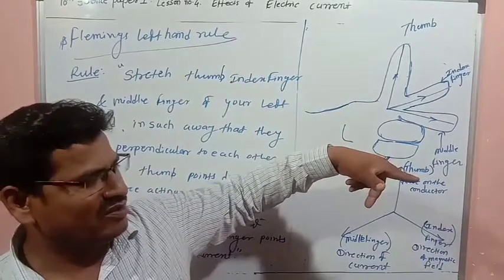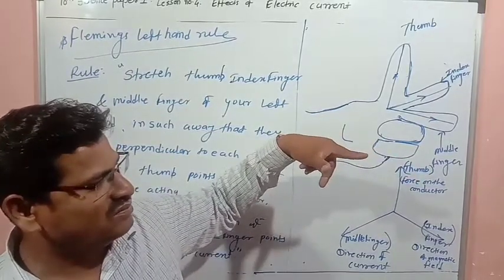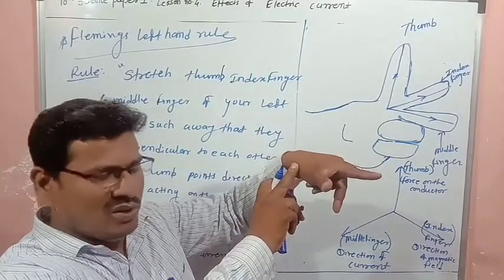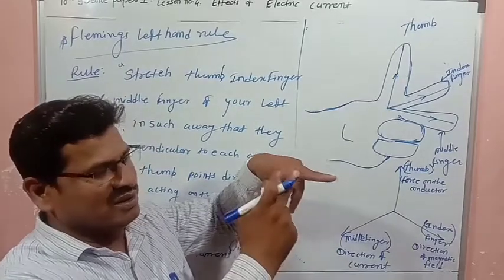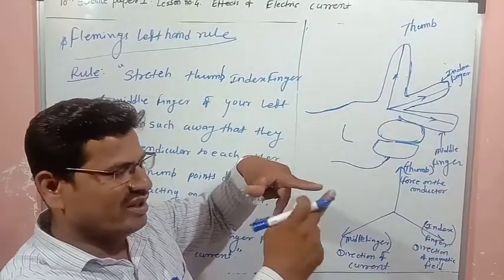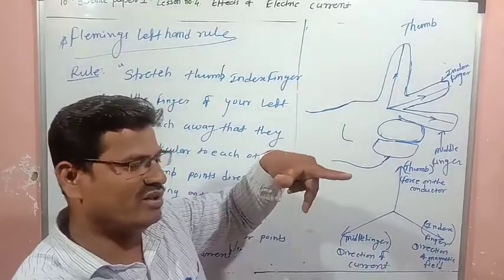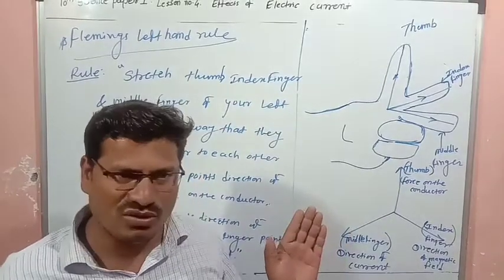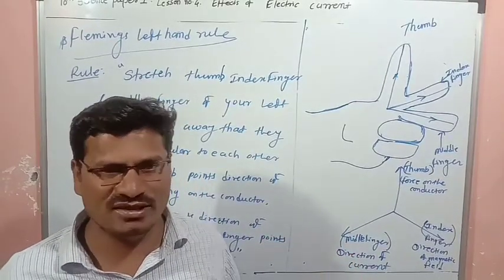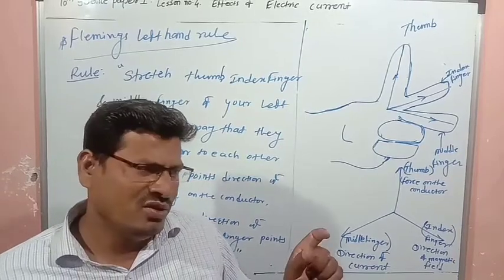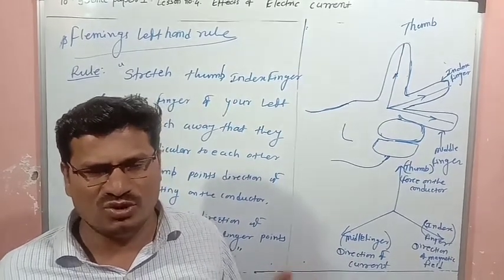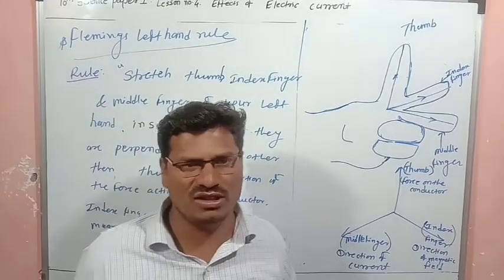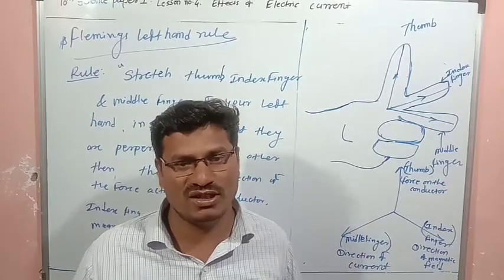One more time. Stretch your thumb, index finger, and middle finger. The thumb points the direction of the force acting on the conductor. The index finger is pointing the direction of the magnetic field, and the middle finger is pointing the direction of the electric current. So this rule we are going to apply for the next concept: force acting on the conductor in the magnetic field. That concept we'll study in the next video.